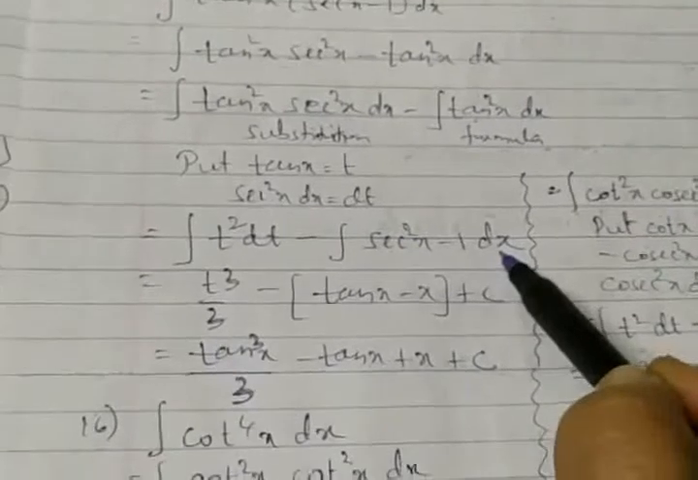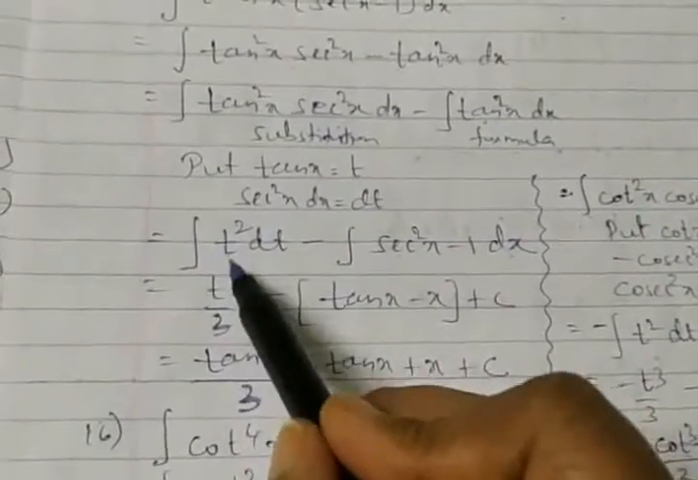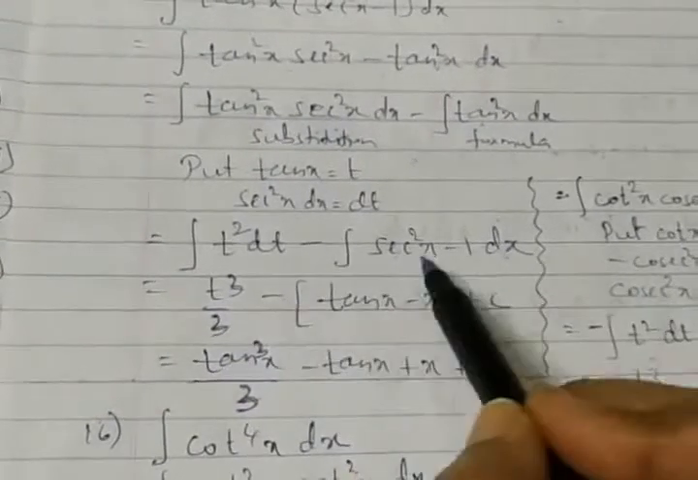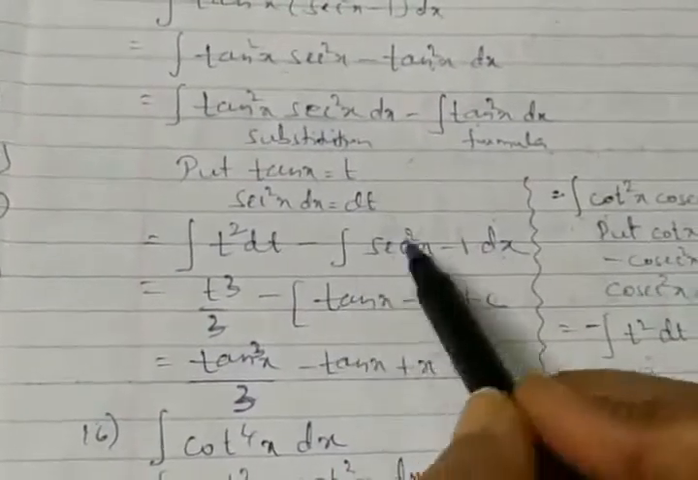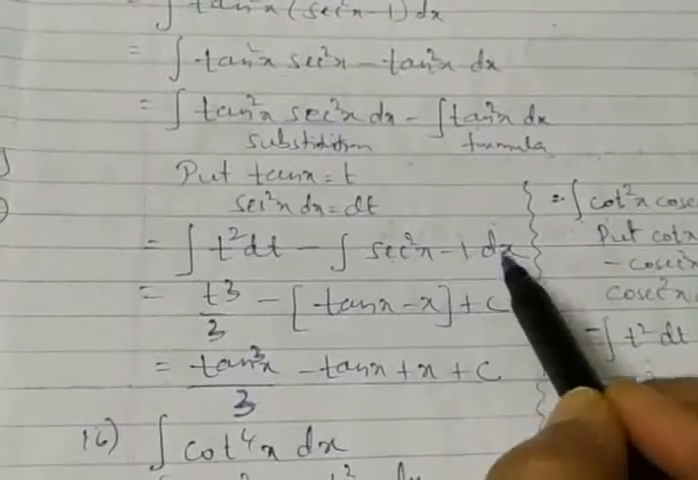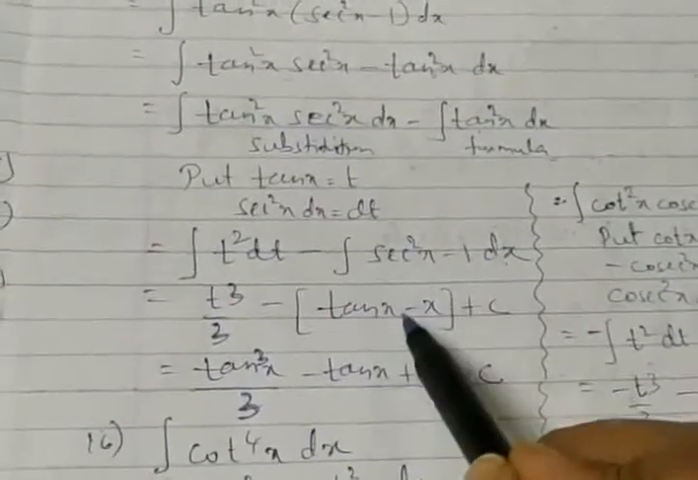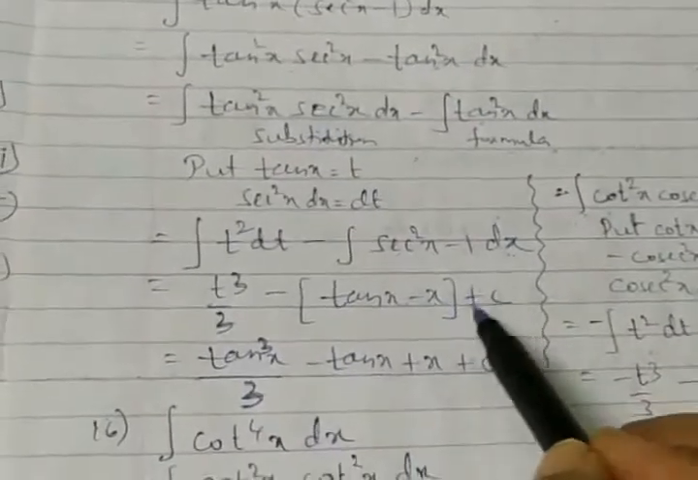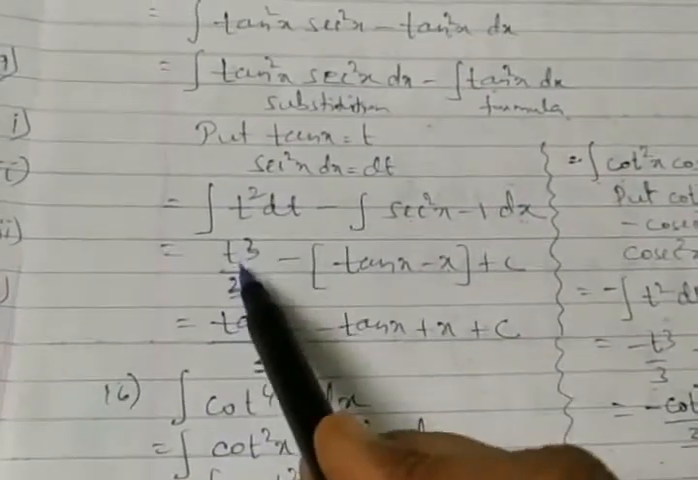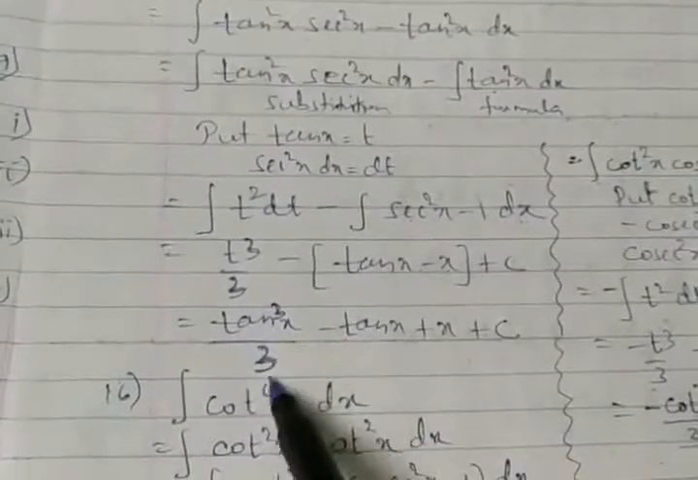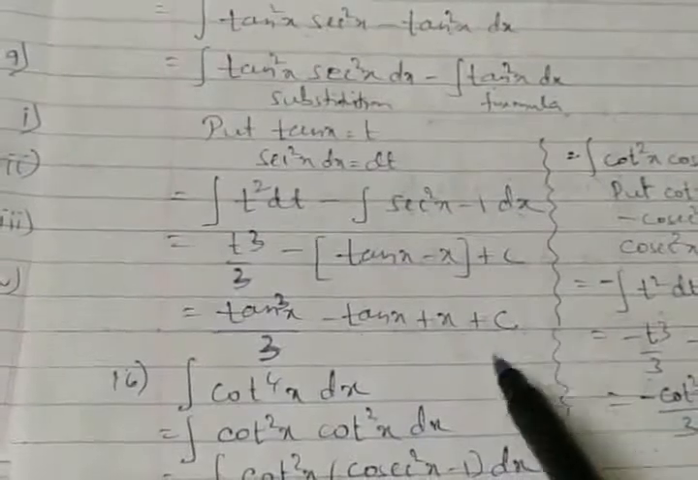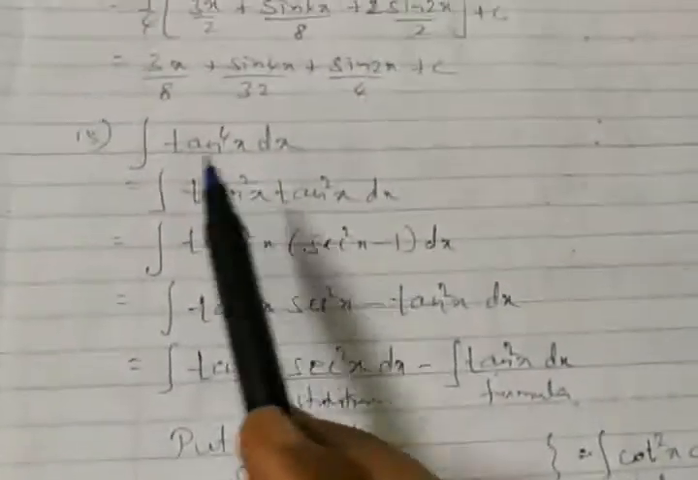Got it? Fine. So integration of t square is t cube by 3 minus, be careful about the minus. We have two terms to integrate here, take a bracket. Integration of secant square x with respect to x is tan x, minus integration of 1 with respect to x, it is x, plus c. Replace t, and what remains is tan cube x over 3 minus tan x, minus into minus plus x, plus c, should be the answer for integration of tan raised to 4x.